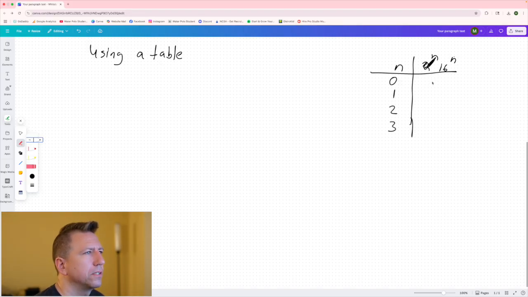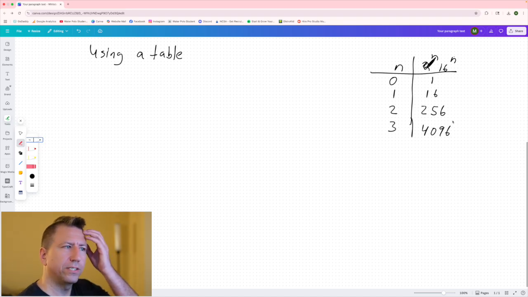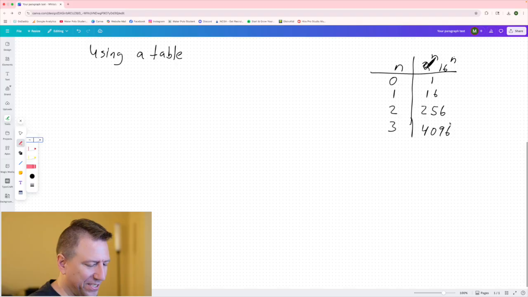Okay, so 16 to the 0 is 1, 16 to the 1 is 16, and each time we multiply by 16, and so we get 256 and then 4,096. I did these before, I didn't do this in my head, although I could, but it would take a little time. So if you didn't do it that fast, that's okay.